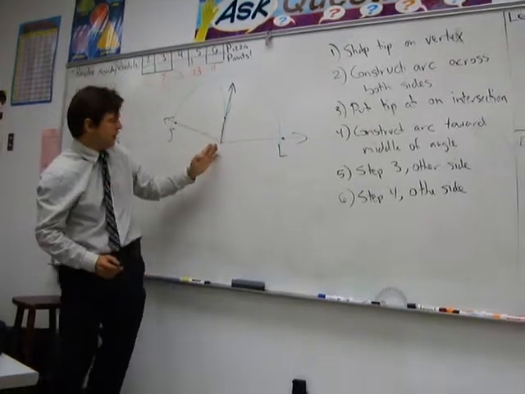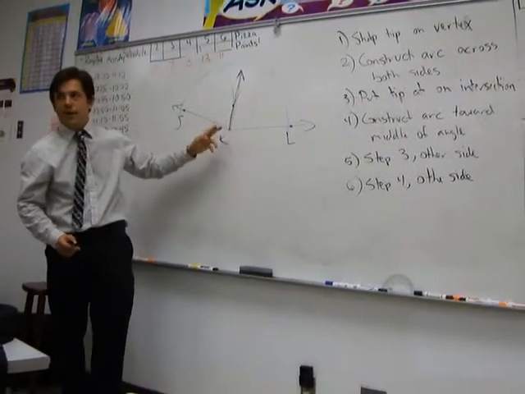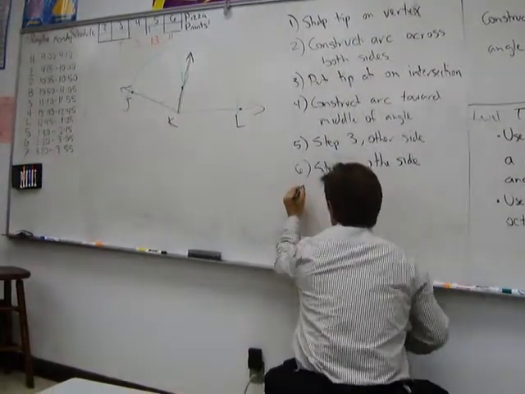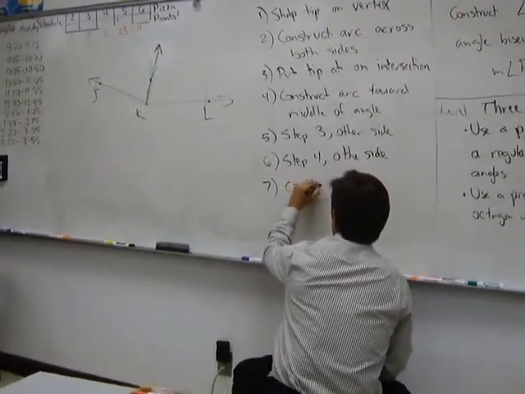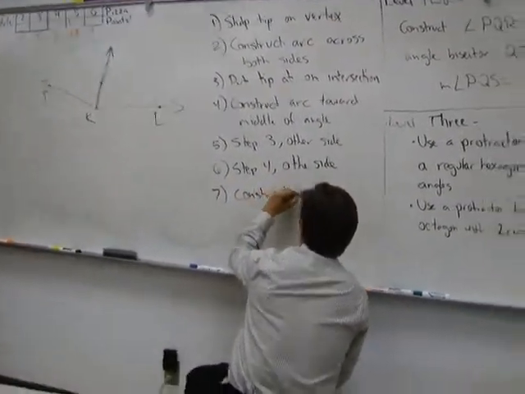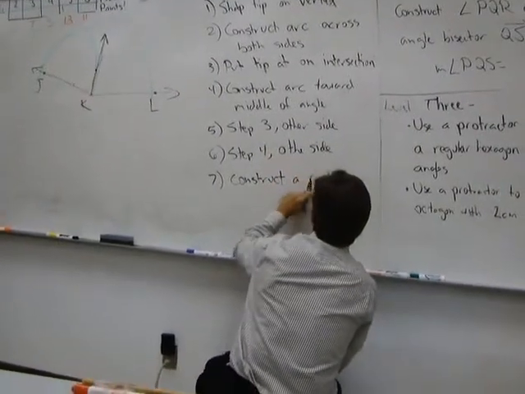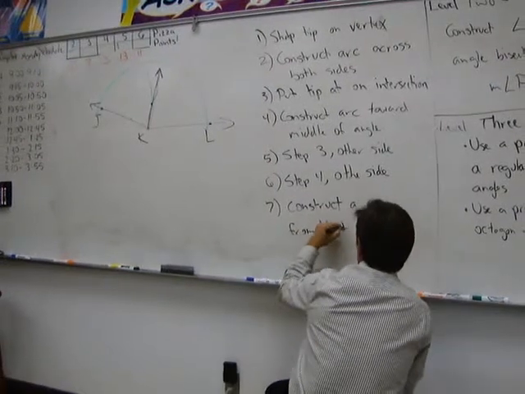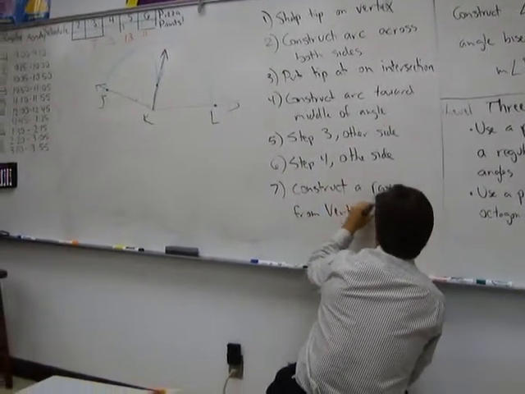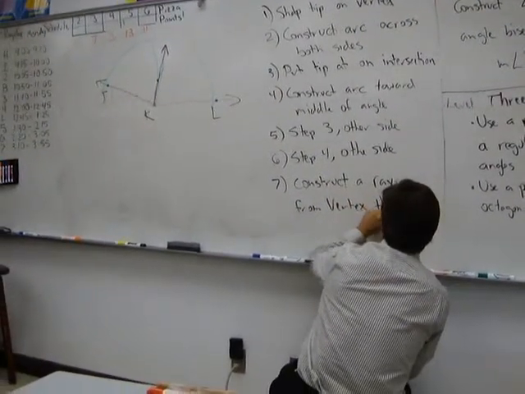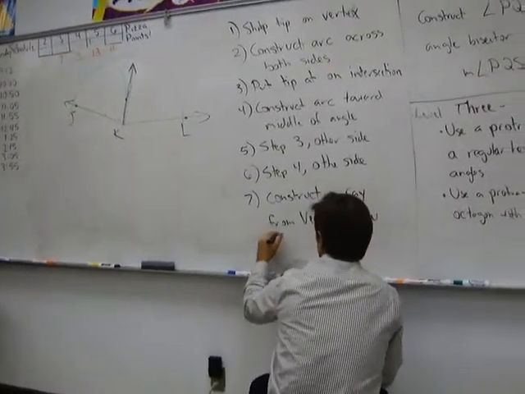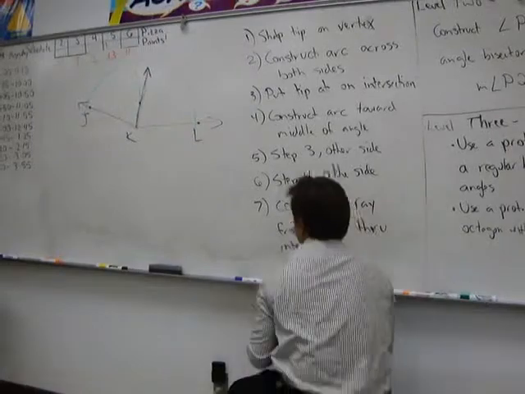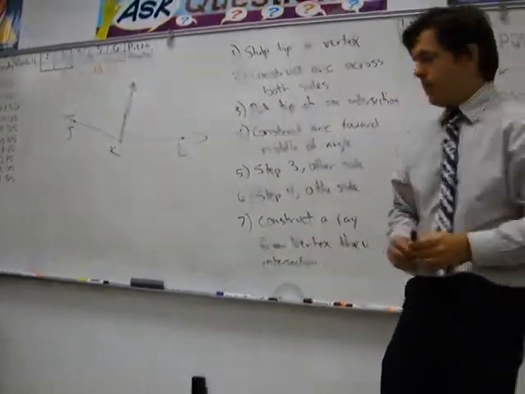So step 7 is construct a ray from the vertex through the intersection. Step 7, construct a ray from vertex through the intersection. That's the angle bisector.